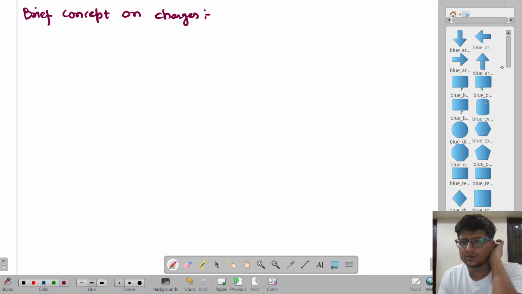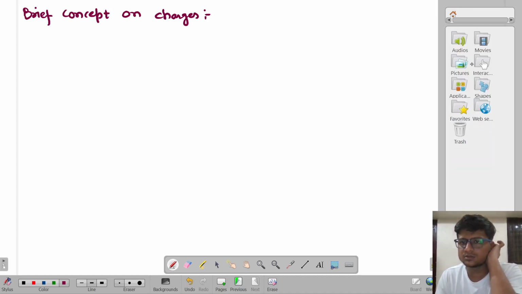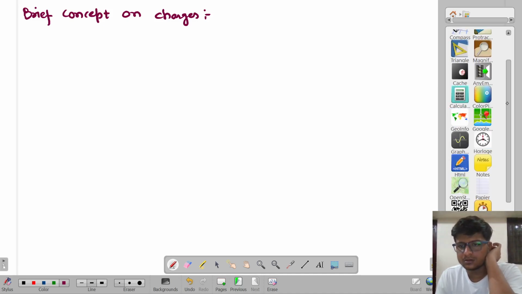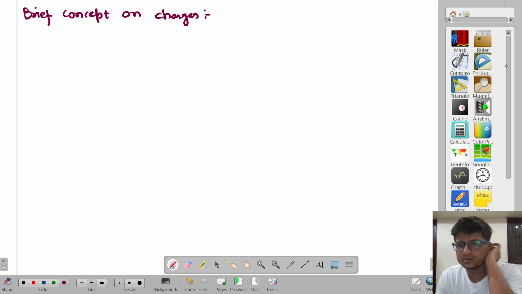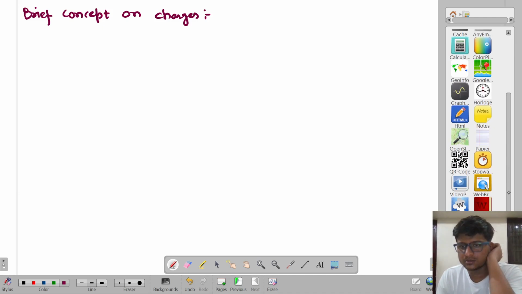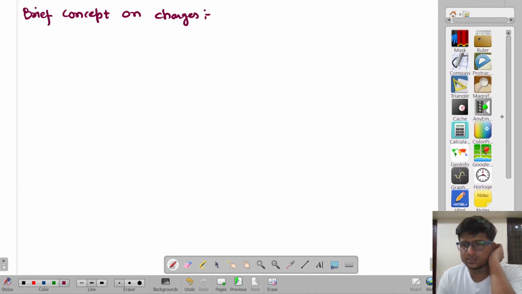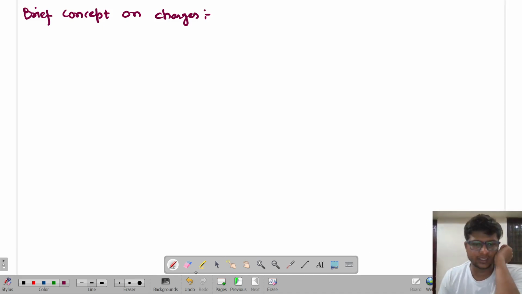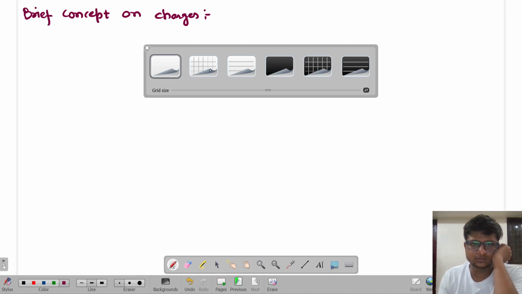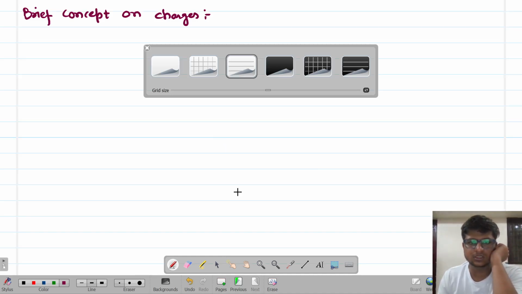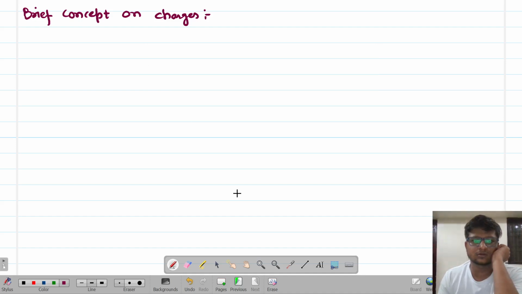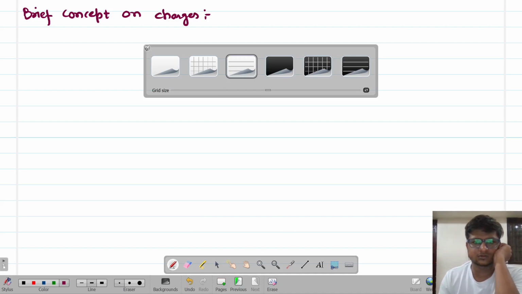Is there any such table? Ruler, triangle, calculator, everything is there, but the table is not there. Okay, let us make it. Okay, let me remove this.